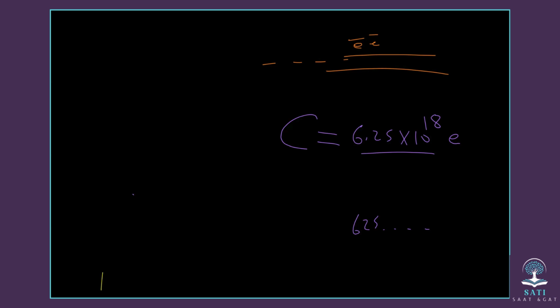Okay, this huge number of electrons is what we said is in 1 Coulomb. That means 2 coulombs will be twice this number of electrons.